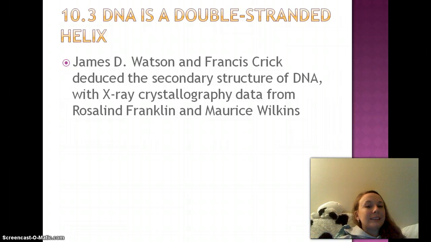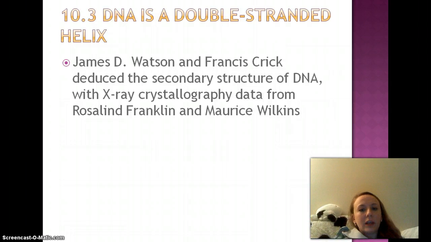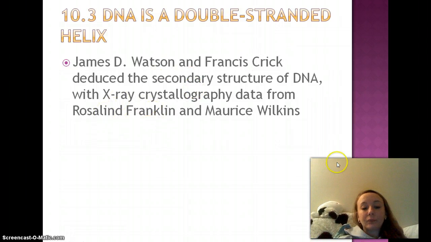Watson and Crick didn't know what the structure of DNA looked like. Everybody wanted to know, okay, now that DNA is the genetic material, we need to find out what it looks like. What's the structure? So Watson and Crick deduced the secondary structure of DNA using X-ray crystallography, and they actually stole that information from Rosalind Franklin. It's kind of a sad story. So Watson and Crick are out to find the way that DNA is structured.